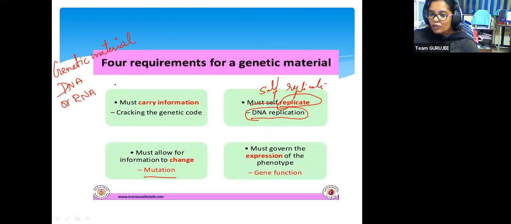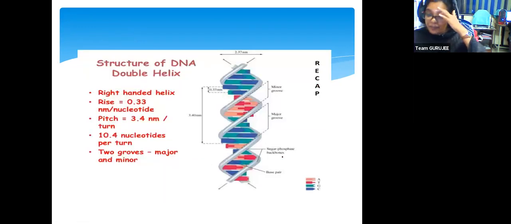Then the fourth point is the gene. It should express. Each gene has its own property, so each gene must express its own function. So expression should be there. This is one more important property. Okay, next, we'll see the structure of DNA.